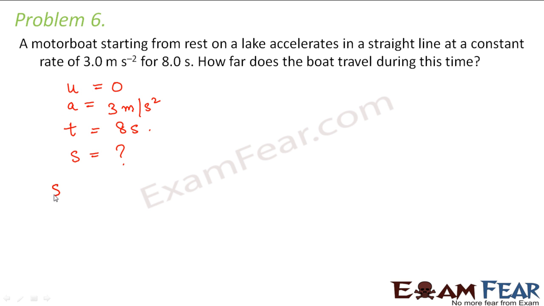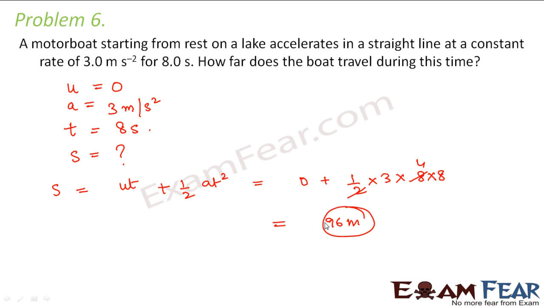Looking at the values which we need and which we have, the second equation would be the best option. So s is equal to ut plus half at square, that is equal to 0 plus half into a into t square, that is 8 into 8. So this will be 4. So this comes out to be 96 meters. So this much distance the boat will travel during this time.